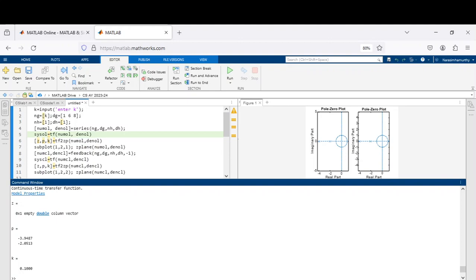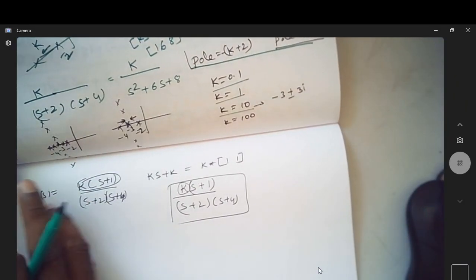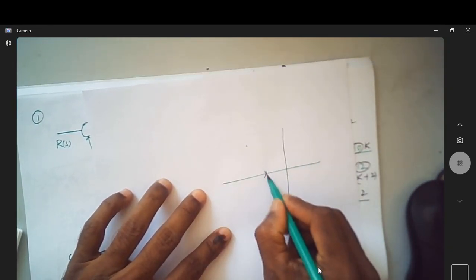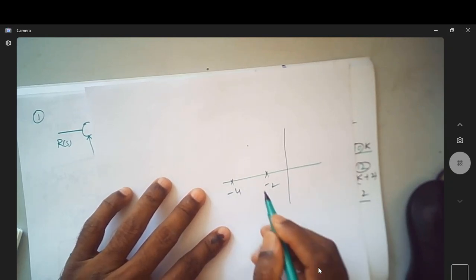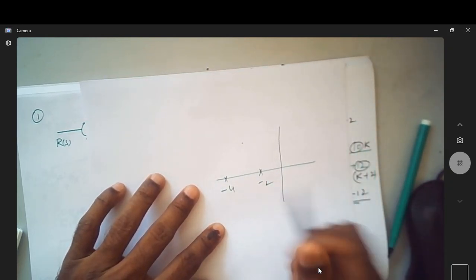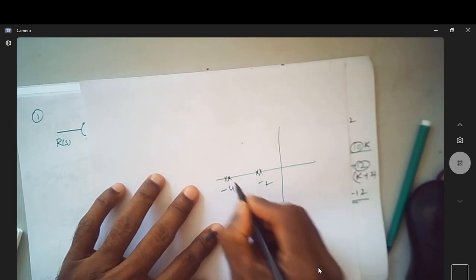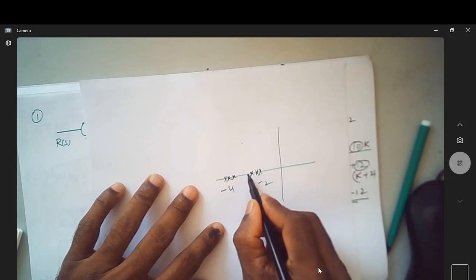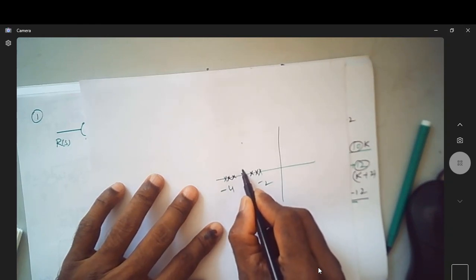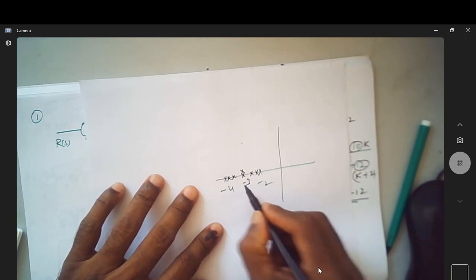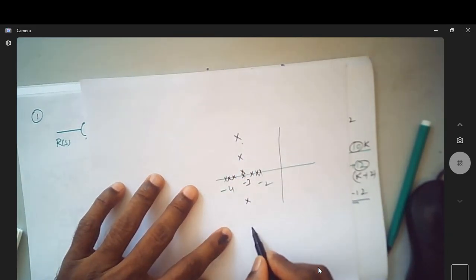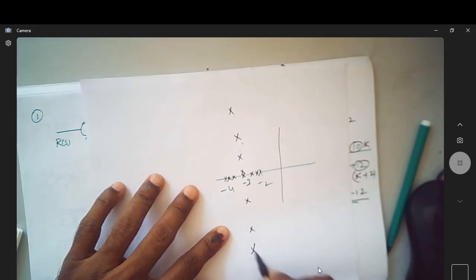Actually what's happening now is, if you just notice this, the pole which was at minus 2 and minus 4 has actually moved to this and this. If you further increase the value of k, it will come here. For a particular value of k, both the poles will be at minus 3. If you further increase, this will go like this.